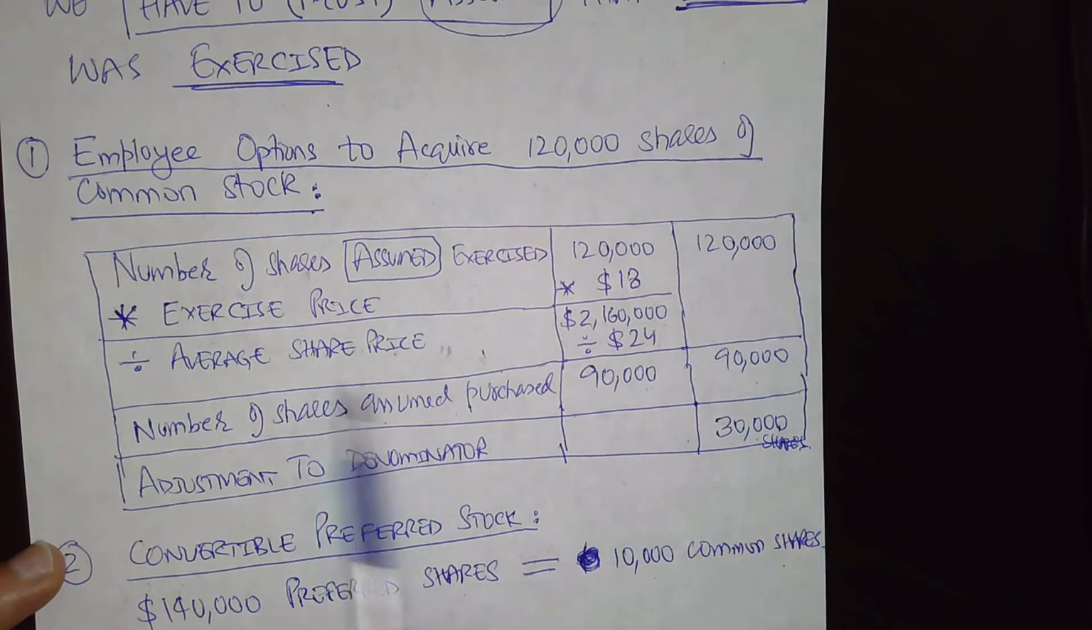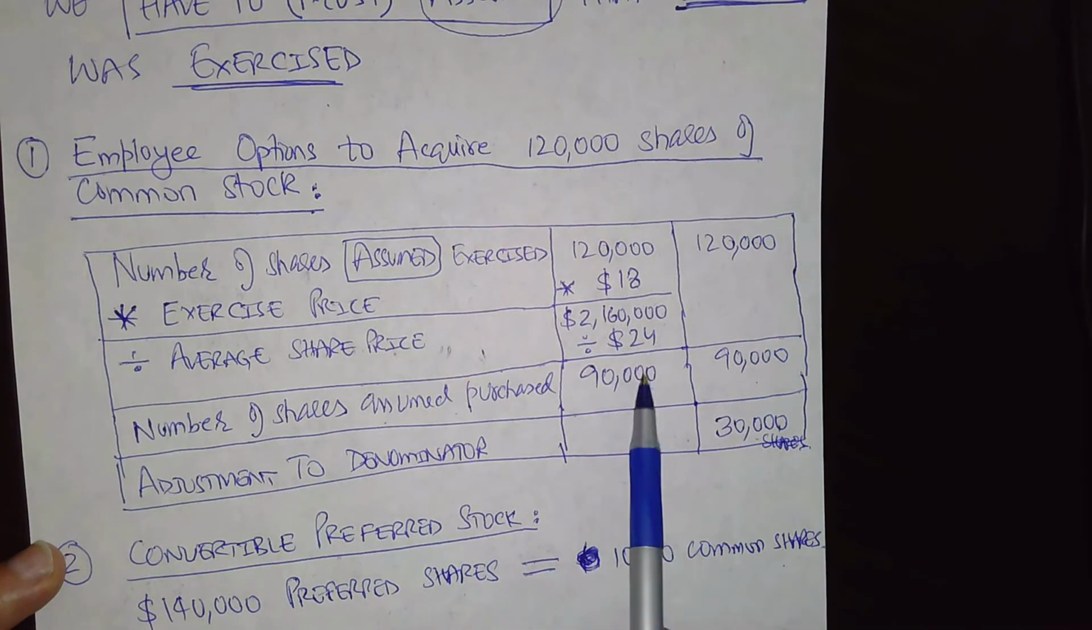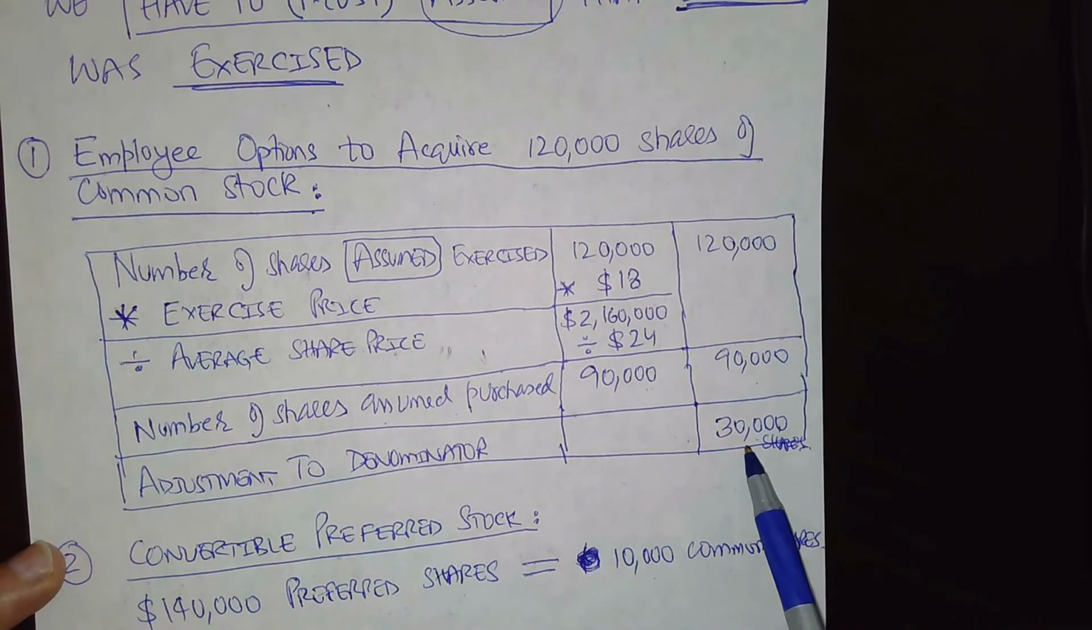And when you divide 2,160,000 by the average price of $24, you get the number of shares assumed purchased, which is 90,000. But you do not give them 90,000, you give them 120,000. So you're giving them an extra 30,000 shares. So that 30,000 needs to be added to the denominator in order to calculate the diluted earnings per share.